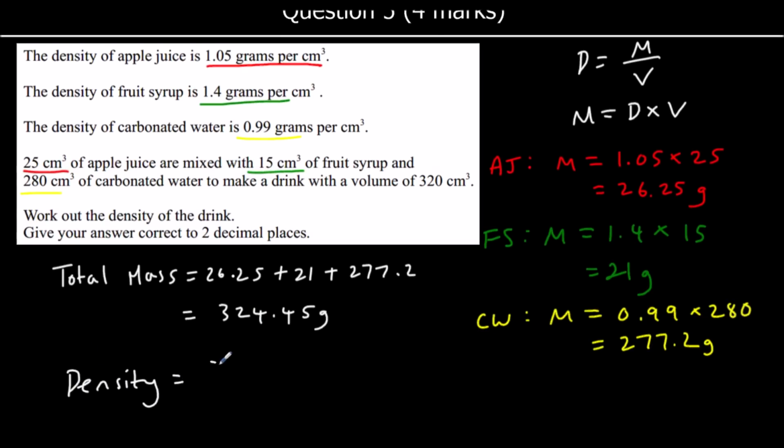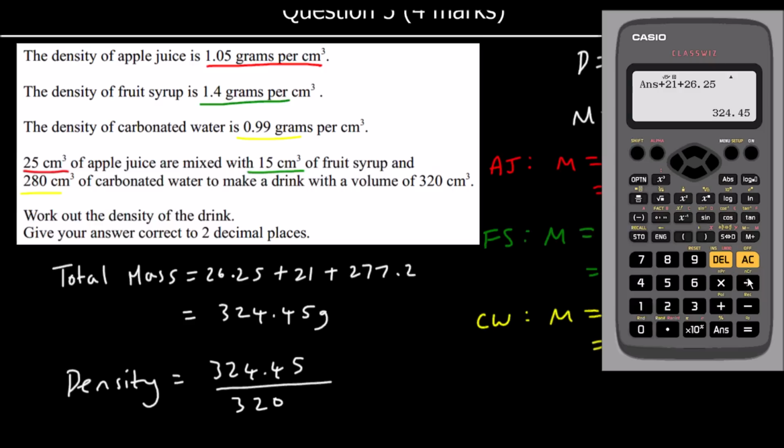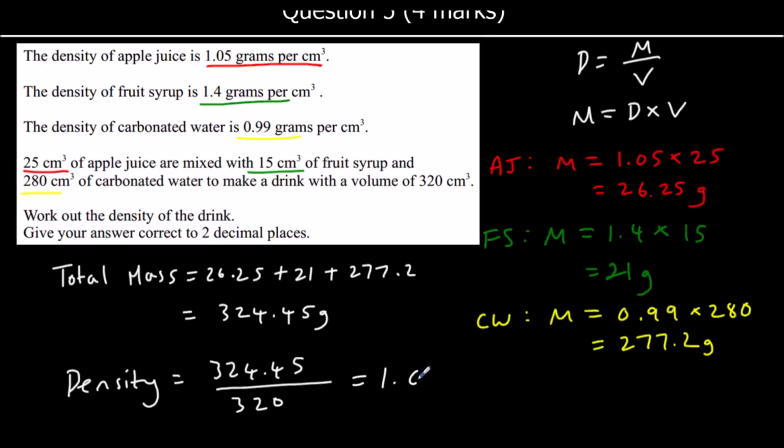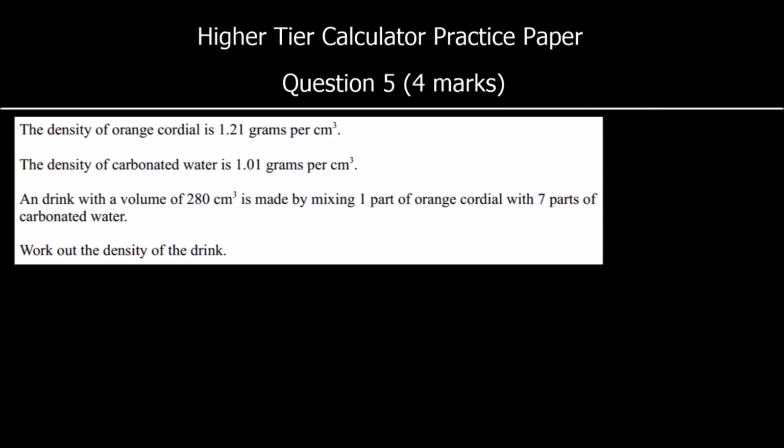So then we can do the density, which is mass divided by volume. The total volume, 320. And that gives us, to two decimal places, 1.01. 1.01 grams per centimetre cubed. Okay, one for you to try, so pause the video and give it a go.